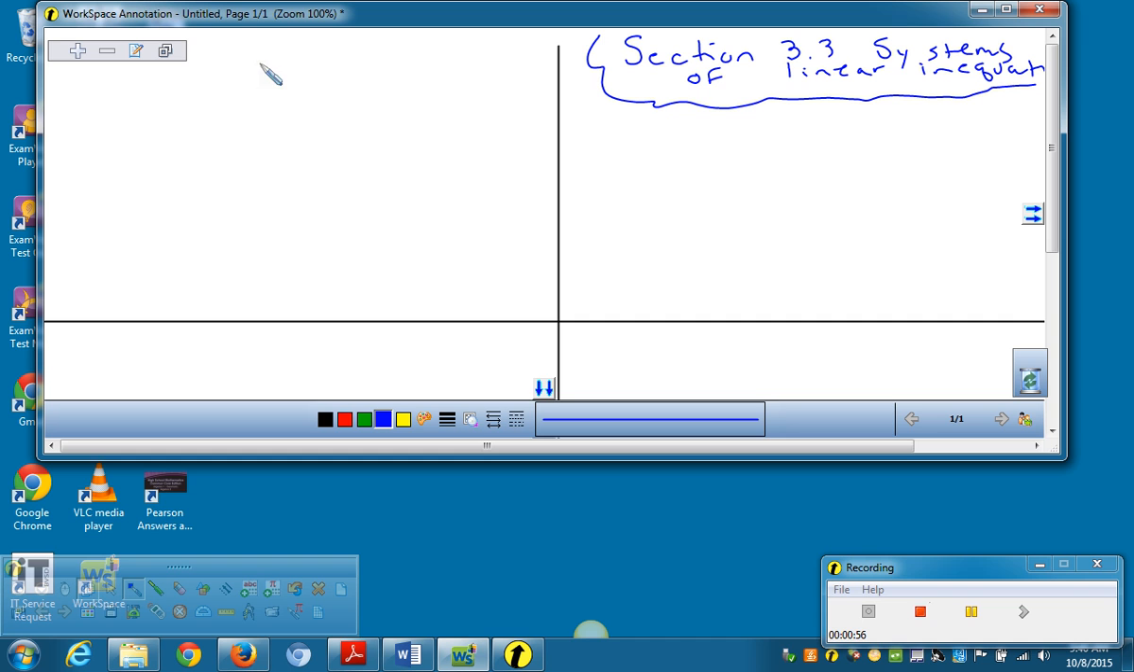We have y is greater than 2x minus 7, and y is less than or equal to negative 3x minus 4. Put those on the back of your paper.